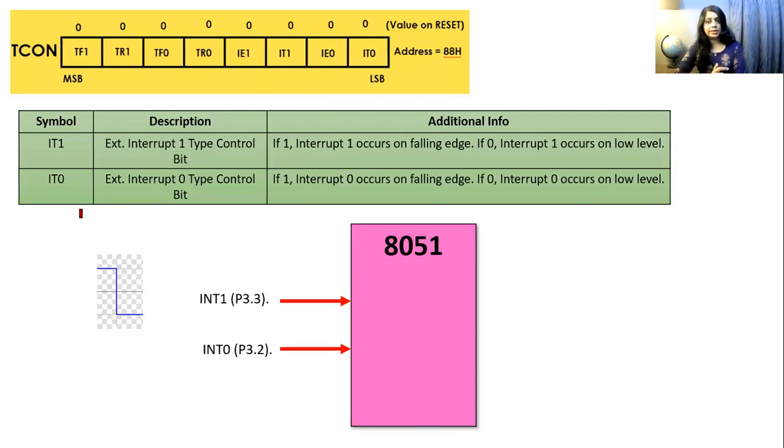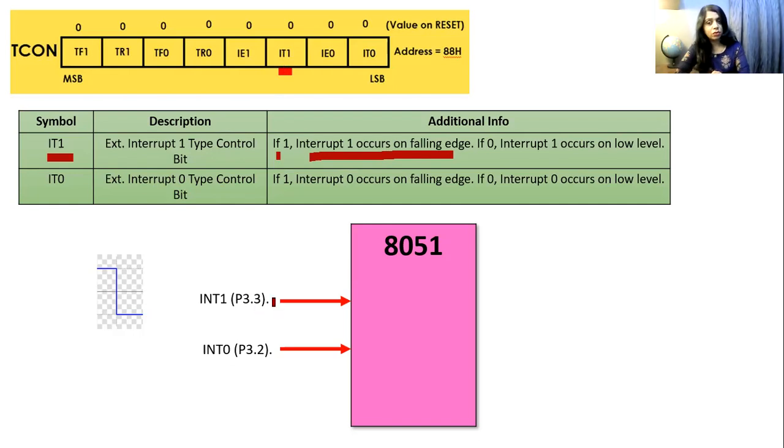Now let's do the next, that is IT0 and IT1. These are the external interrupt 1 type control bit, and this is the external interrupt 0 type control bit. What is the exact meaning of this? Now let's understand very carefully. Listen very carefully. IT1. What is IT1? If IT1 is 1, interrupt 1 occurs on the following edge. Okay? Interrupt 1 occurs on the following edge.